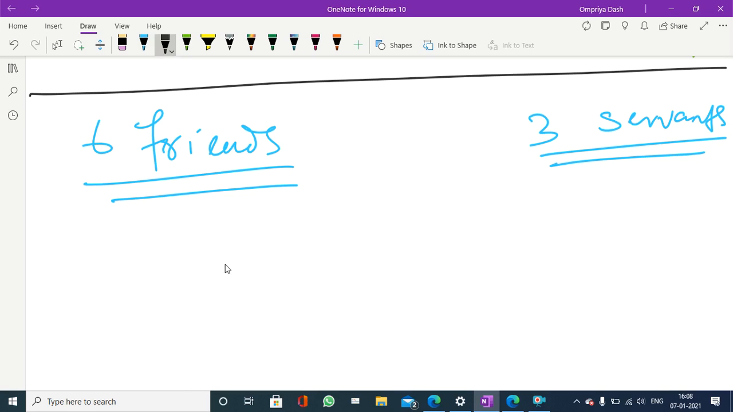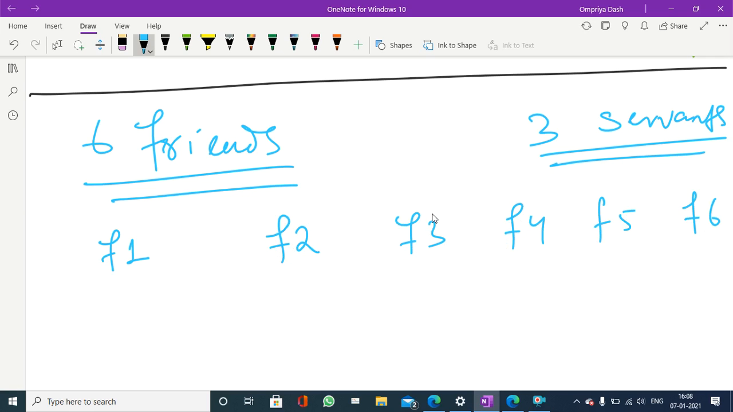So just think about it. First of all, what is the task here? The task here is to send an invitation card to each of the 6 friends, right? And it will happen in 6 different events. Event number 1, you will send an invitation card to friend 1. Event number 2, you will send a card to friend 2. Then you will send a card to friend 3, then friend 4, then friend 5, then friend 6. Then your task is complete, right? That is your task, to send an invitation card to each of the friends.